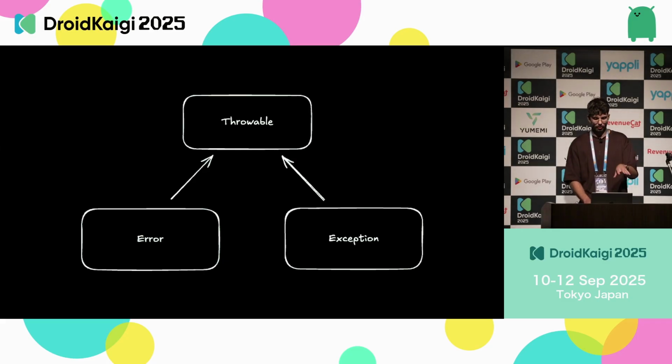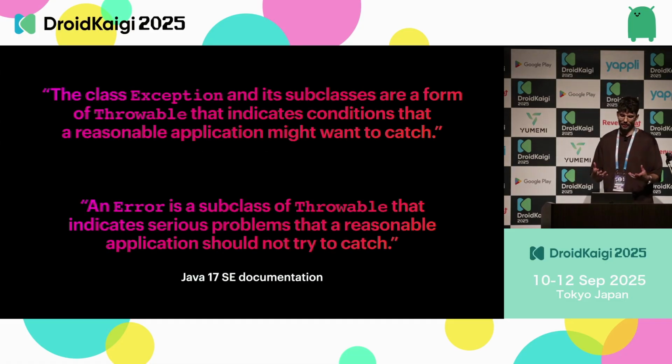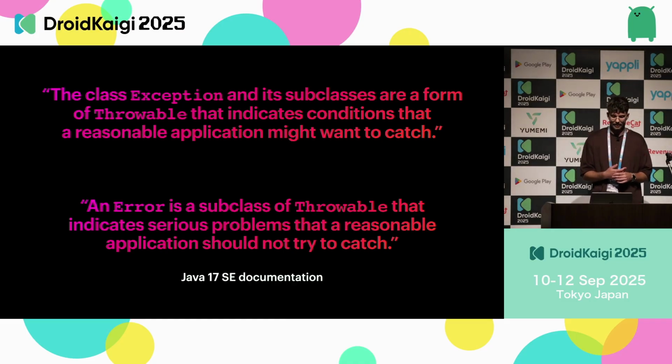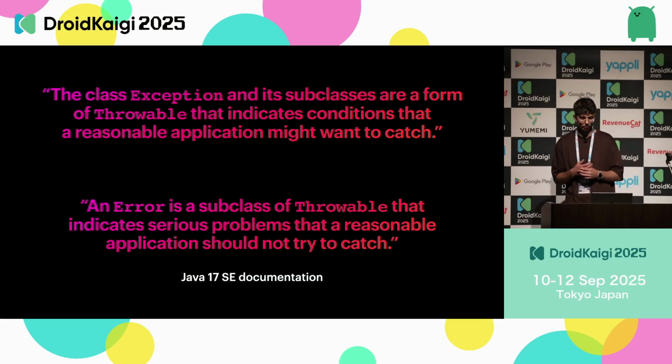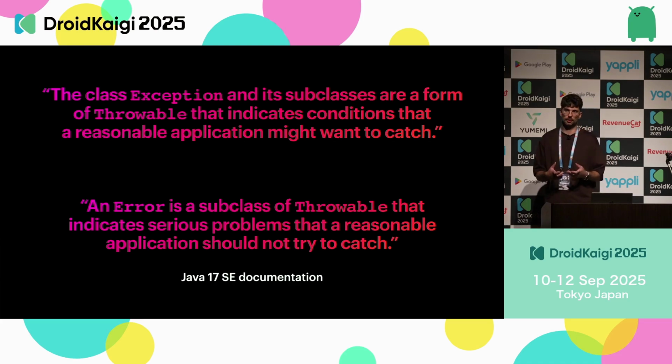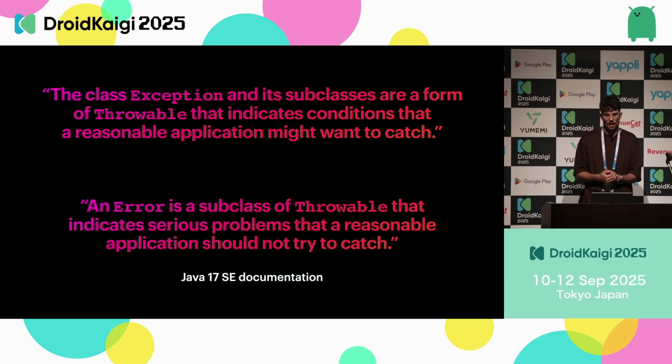If we take a look at those two different classes, Error and Exception, and read about them in the Java documentation, we can see that the class Exception and its subclasses are a form of Throwable that indicates conditions that a reasonable application might want to catch. On the other hand, an Error is a subclass of Throwable that indicates serious problems that a reasonable application should not try to catch. So errors represent some kind of systemic failure that we should not handle inside of our application, or at least not locally. And exception is something we can use for error modeling.